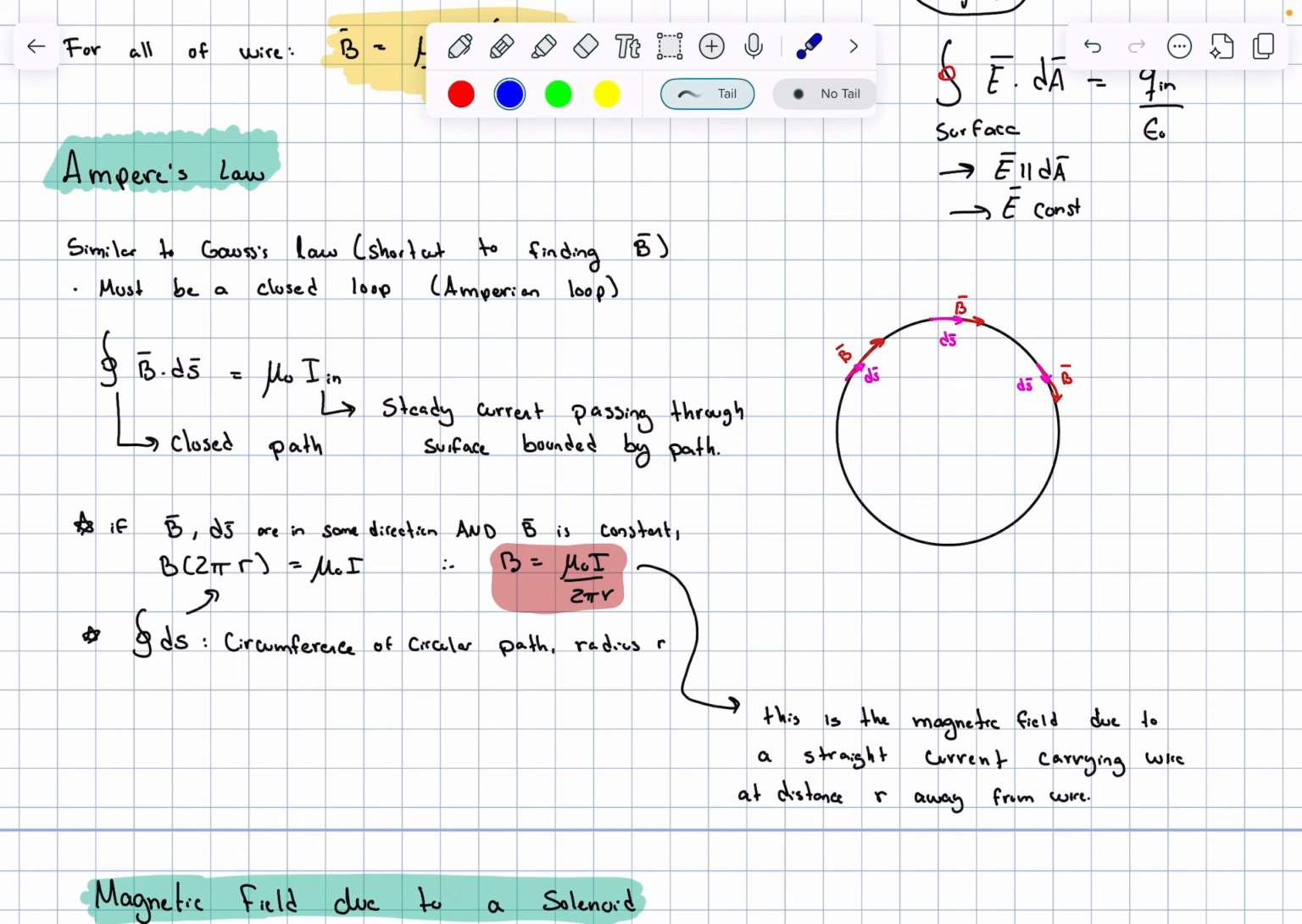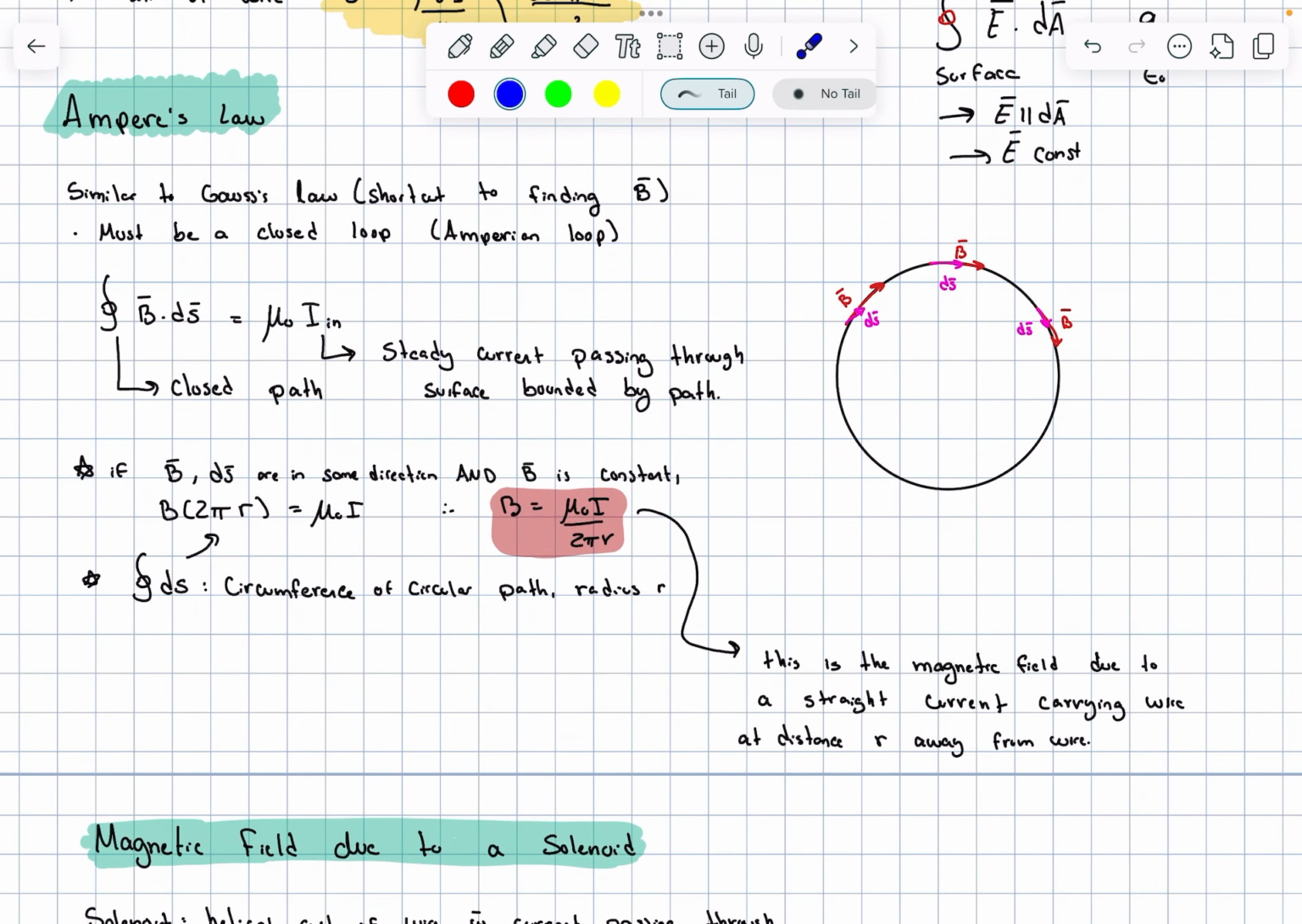So then if B is parallel to ds, and if B is constant, so we have here a little step ds, and B is going along this direction, we get B times the closed path integral of ds. All this is saying is to take the circumference of the circular path. What is the circumference? 2 times pi times r. So we get B is equal to mu naught I divided by 2 pi r. This is the magnetic field due to a straight current-carrying wire at distance r away.